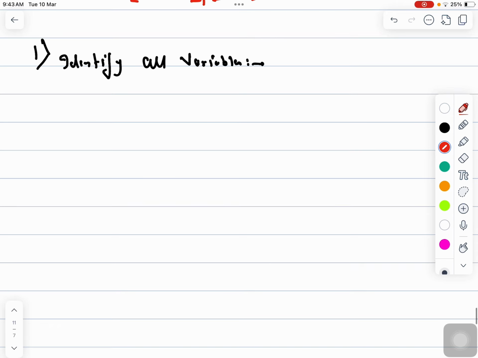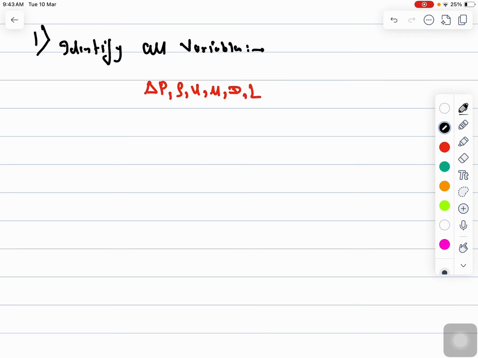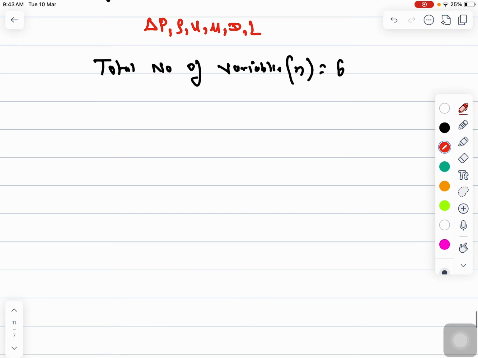So the pressure drop depends upon, let's say, delta P, rho, u, mu, d, and L. So here you can see that the total number of variables that I have defined is n, that is equal to 6, right? Now the second step is to write the dimensions of each variable, right?